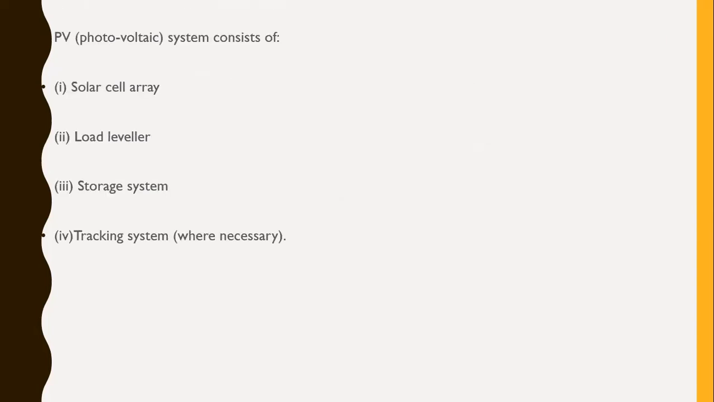A photovoltaic system, which can also be called a PV system, consists of a solar cell array as the first part, a load leveler as the second, a storage system as the third, and a tracking system as the fourth. The tracking system is used only whenever necessary, so it is optional.